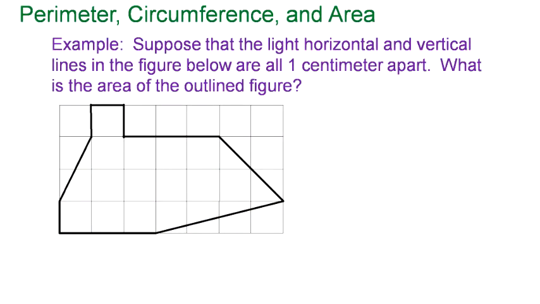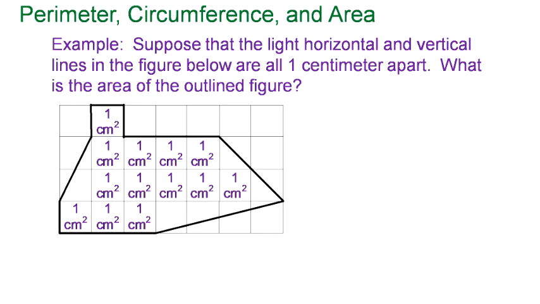Now let's look at the example you see here. Let's suppose that the light horizontal and vertical lines are all 1 centimeter apart. I'm going to find the area of the outlined figure. I'll start by talking about the full squares. Since the light horizontal and vertical lines are all 1 centimeter apart, I can say that each of these full squares represents 1 square centimeter of area.